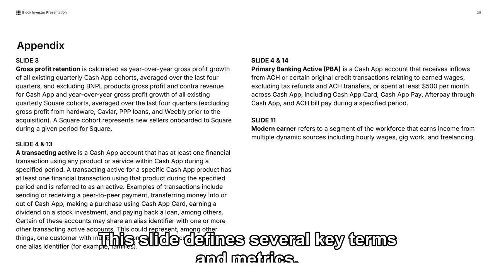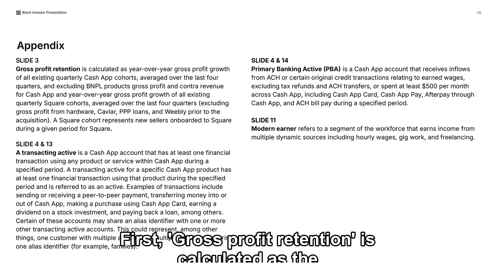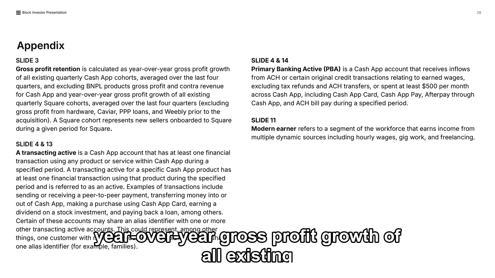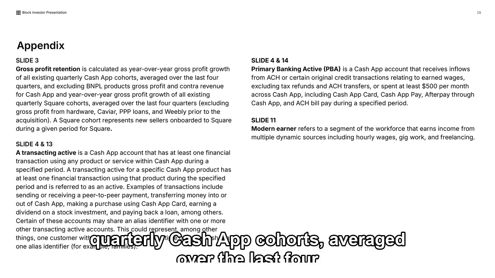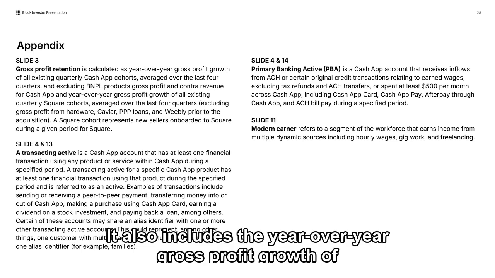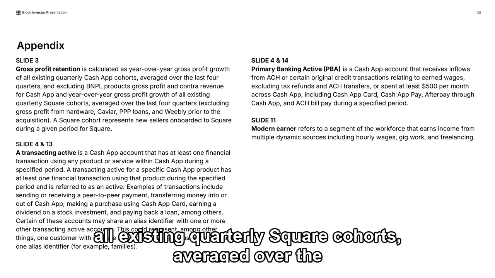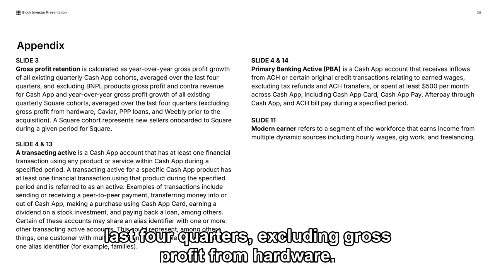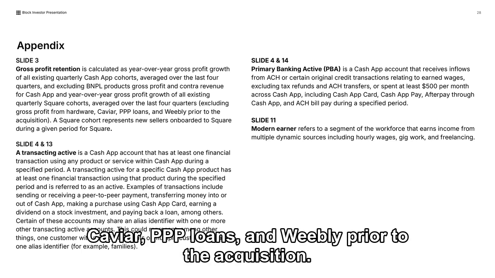This slide defines several key terms and metrics. First, gross profit retention is calculated as the year-over-year gross profit growth of all existing quarterly Cash App cohorts, averaged over the last 4 quarters, excluding BNPL products' gross profit and contra revenue. It also includes the year-over-year gross profit growth of all existing quarterly Square cohorts, averaged over the last 4 quarters, excluding gross profit from hardware, Caviar, PPP loans, and Weebly prior to the acquisition.